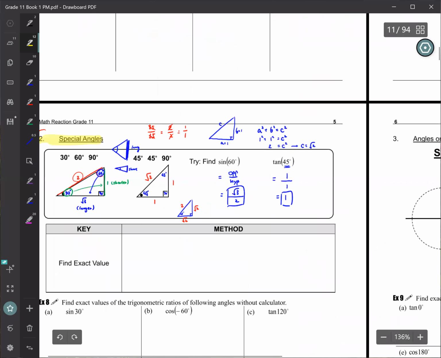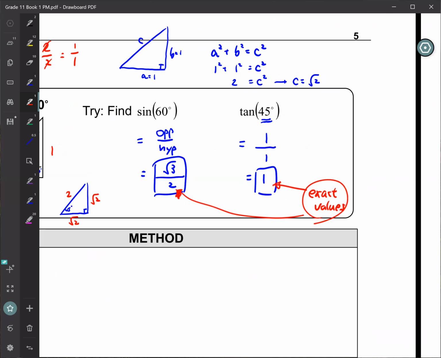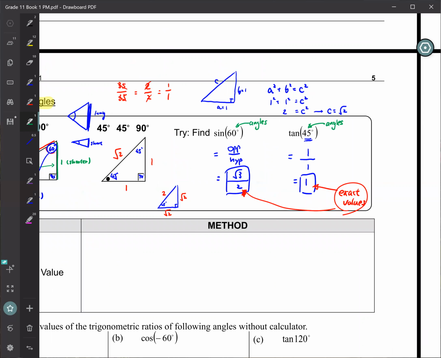So this part, the answer that you got here, these are called exact values. Same with this. These are exact values. All right, so we are looking for exact value in this section. And then they will give you the angles. These are angles. Because they're both numbers, sometimes you get mixed up. Because they give you the angles, your first step is to draw it out.